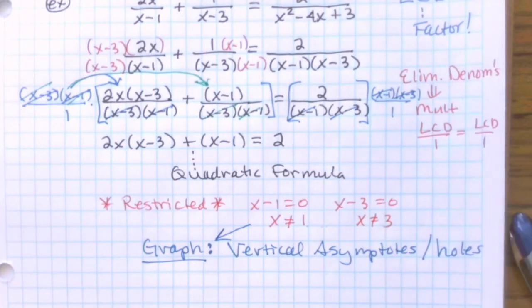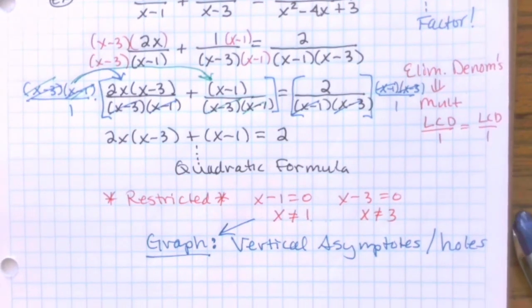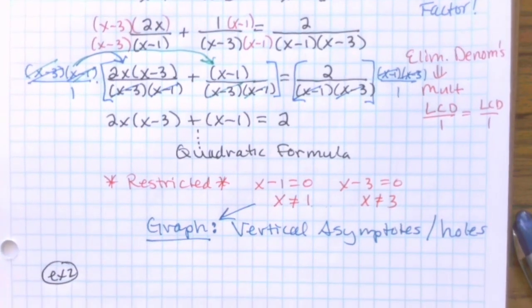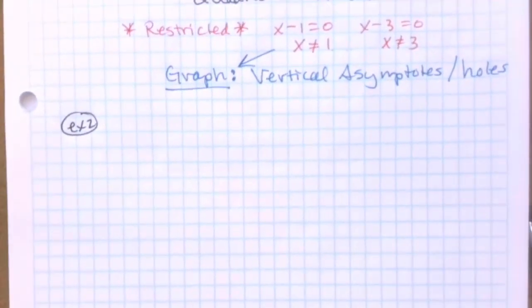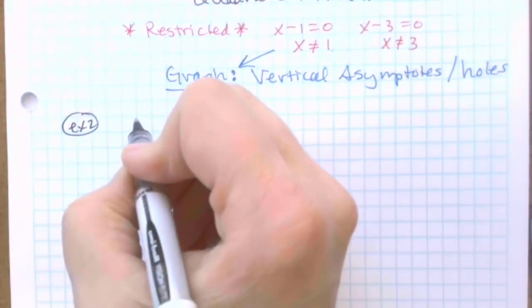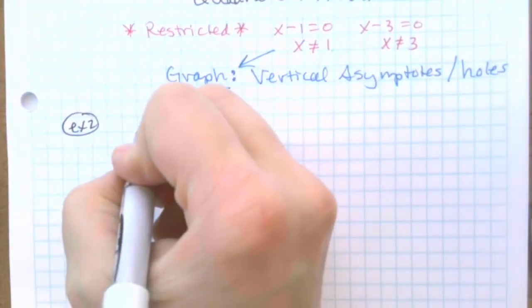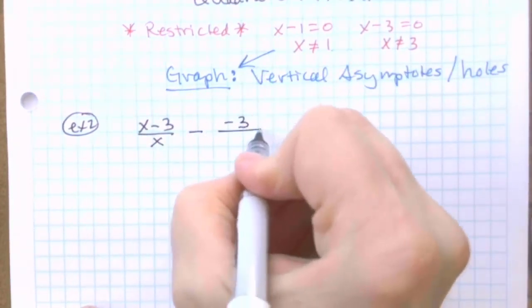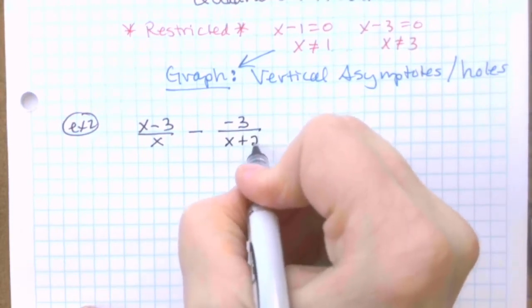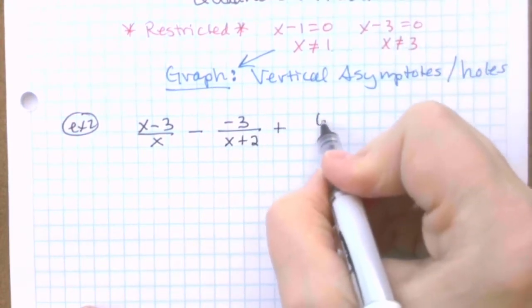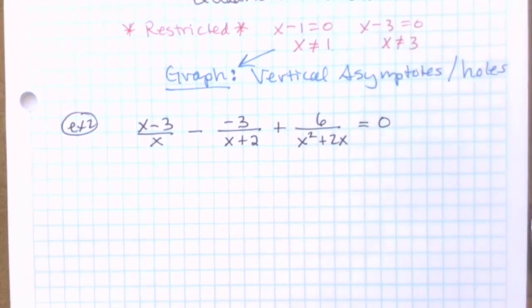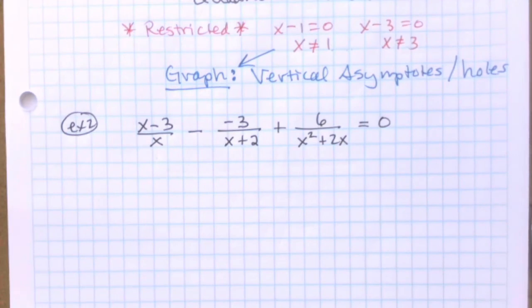Okay, last one we're going to go over today. And again, I'm just going to do the salient parts, not the entire problem. This one is x minus 3 over x minus a negative 3 over x plus 2 plus 6 over x squared plus 2x equals 0. Now, first thing I want to draw your attention to is this subtraction.